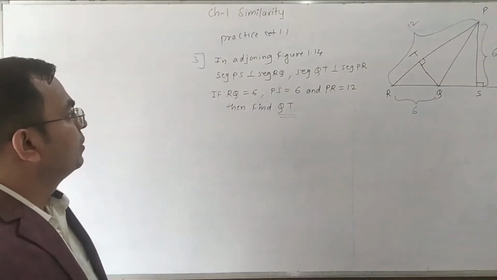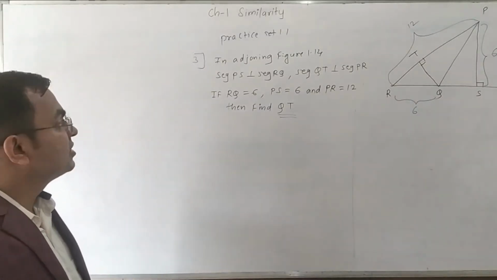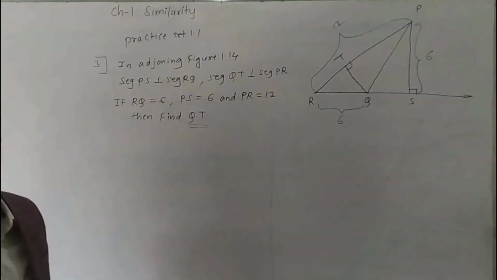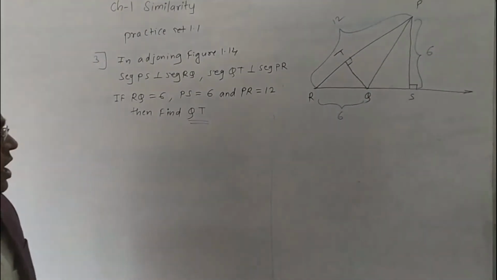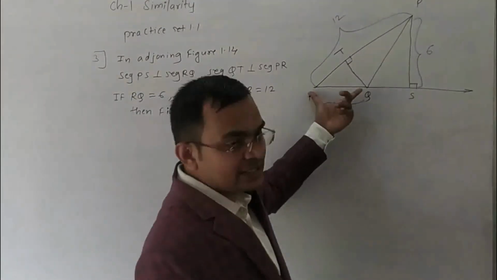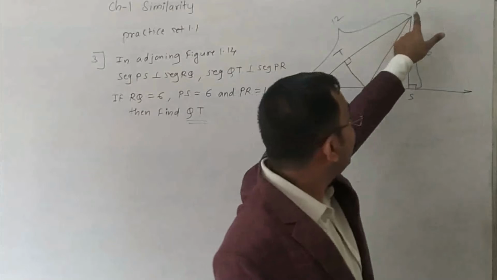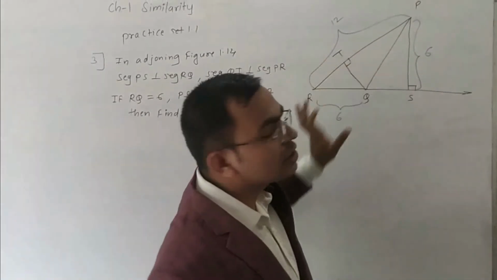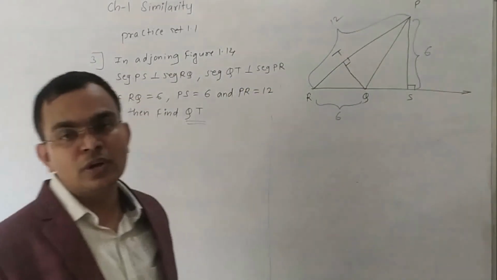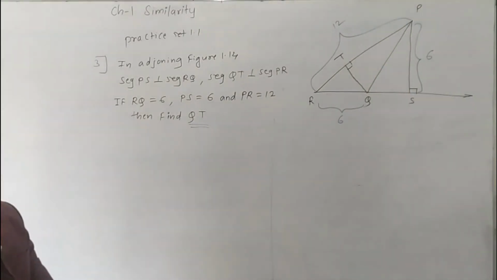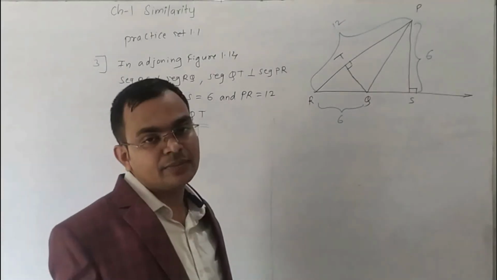Now practice set 1.1, third sum. In triangle PQR we have two bases and two heights. If we consider QR as the base, height will be PS. If we consider PR as the base, height will be QT. I already told you that the altitude on the base is perpendicular, so we can say that the altitude is the height.